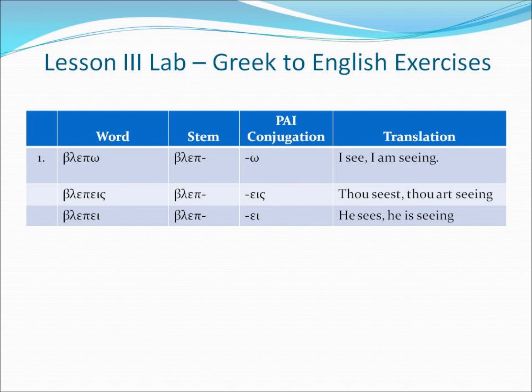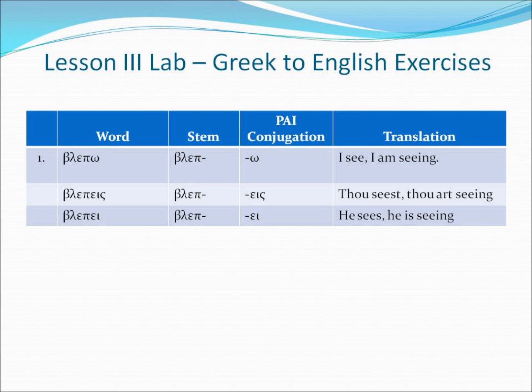Here's exercise number 1. The first word we're dealing with is the word blepo. Blepo has the stem of blep, and the present active indicative conjugation of o, which is the first person singular. Combining it together, we see it's the present active indicative, first person singular, translating it, blepo, I see, or I am seeing.